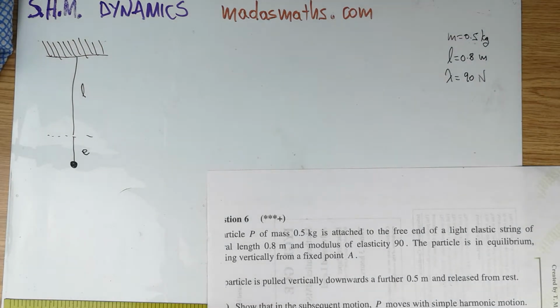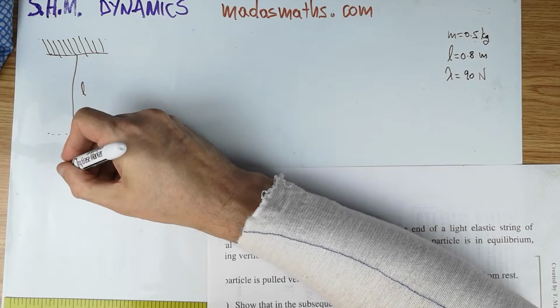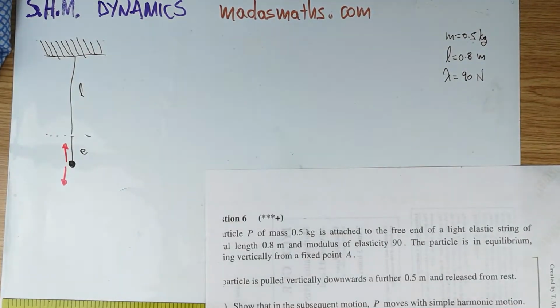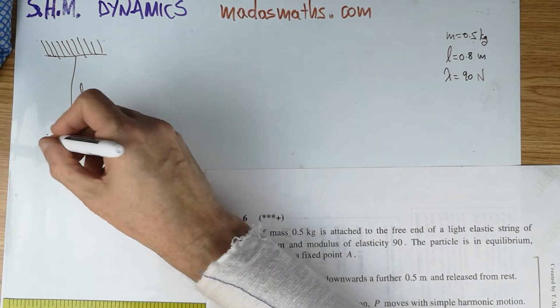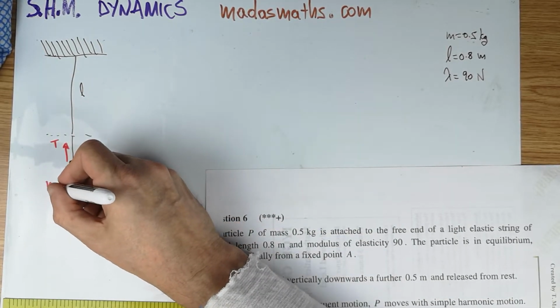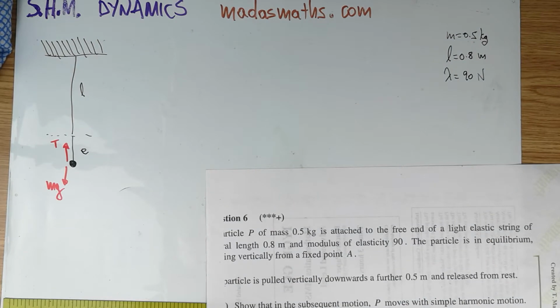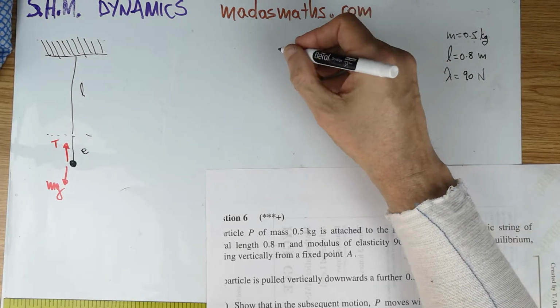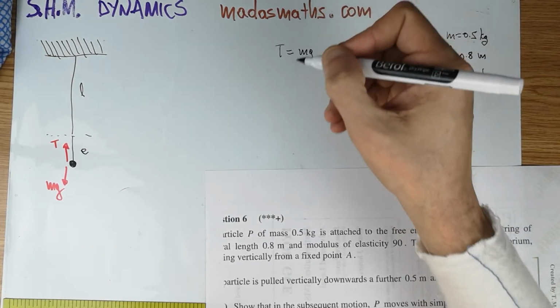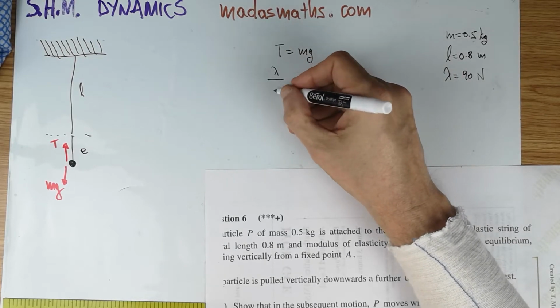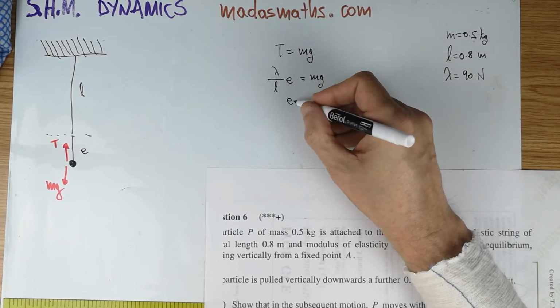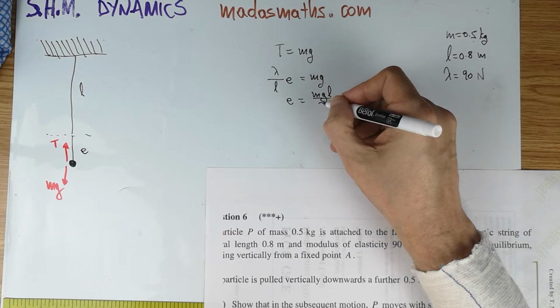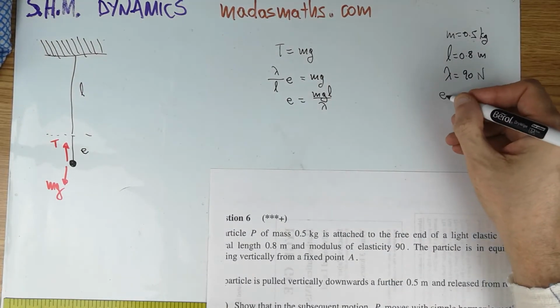I'm going to mark some forces on the particle. The objective of this part of part A is to find an expression for E. This is the tension, Hooke's law, and this is the weight of the particle, mg. I'm going to do some mathematics very quickly. First of all, tension must be equal to mg. By Hooke's law, lambda over L times the extension, which is E in this case, is mg. So the extension is, which I'm going to record.